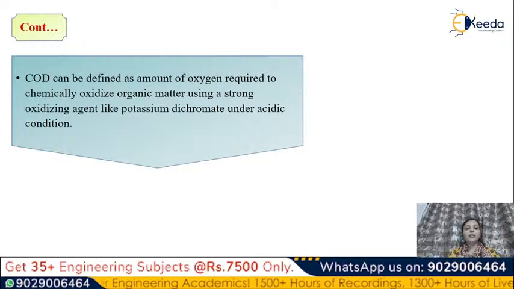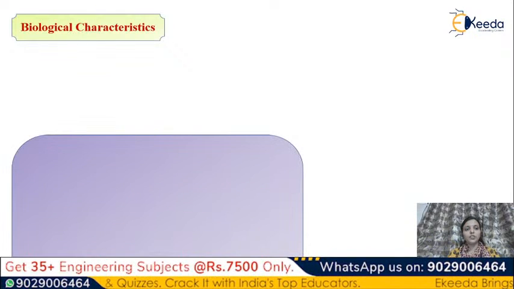The COD can be defined as the amount of oxygen required to chemically oxidize organic matter using a strong oxidizing agent like potassium dichromate under acidic conditions. So that is the difference between BOD and COD. That is a frequently asked question on this. What is the difference between BOD and COD?